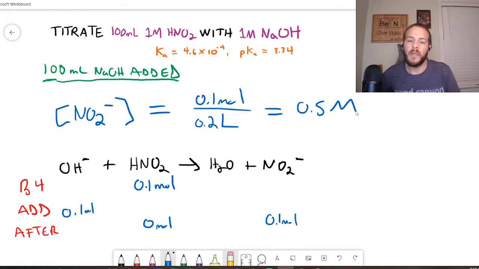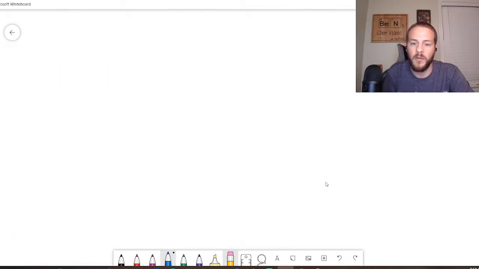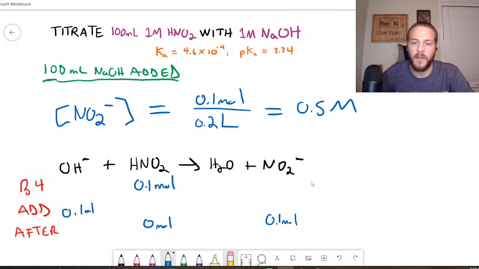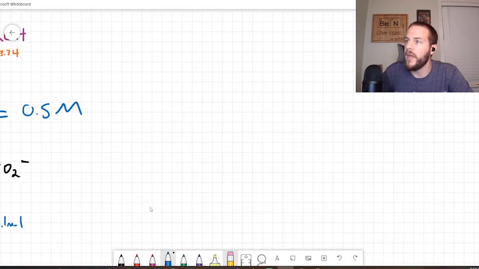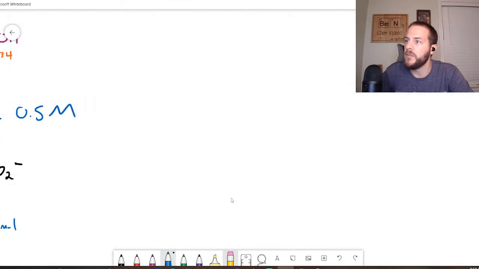So what we're going to be doing is finding the pH of a 0.5 molar solution of this nitrite ion. So how do we do that? Well, the first thing that we're going to do, whoops, I keep doing that by mistake. The concentration is 0.5 molar, so I'll leave that in view here.